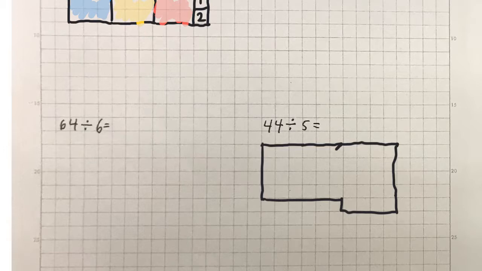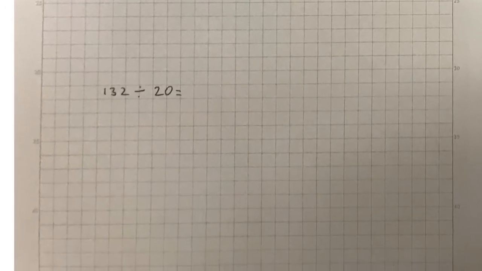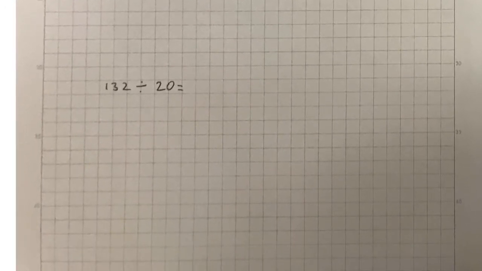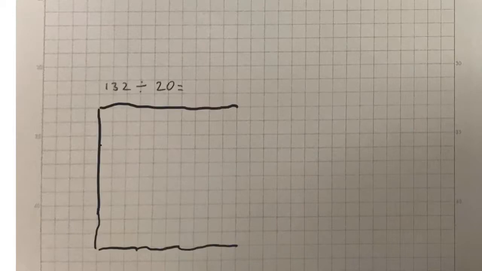That's 44. But really, you can do it however you want, as long as you're going by this number of boxes, and then you're splitting it into groups of 5. And then same thing with the bottom one, 132. I mean, you could do 13 by 10 with a little bit of 2 extra. You could make a block of 100. So there I've got 100 there, and I need 132.